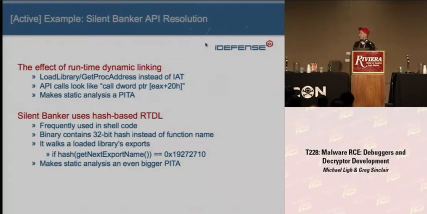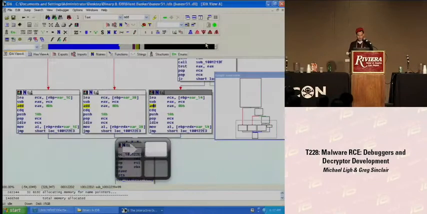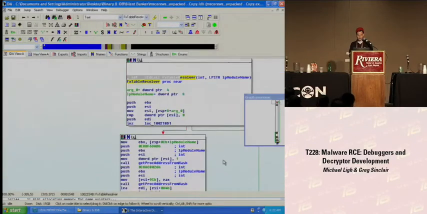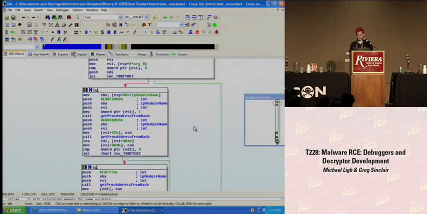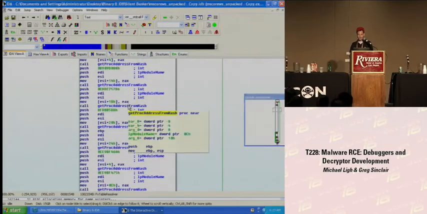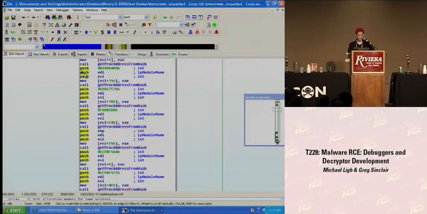So what Silent Banker does is it uses a hash-based import address table resolver, similar to what you might see in shellcode. And what that presents is a little bit more difficult scenario for us. Here is an example of the import address resolving function. I've renamed it get proc address from hash. And as you can see, this function takes 3 arguments, the third of which is a 32-bit hash, which corresponds to a function name such as URL download to file.